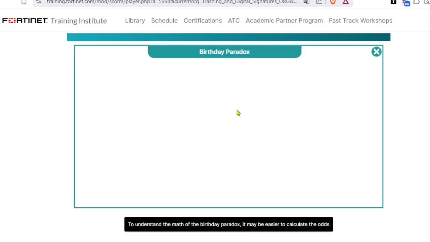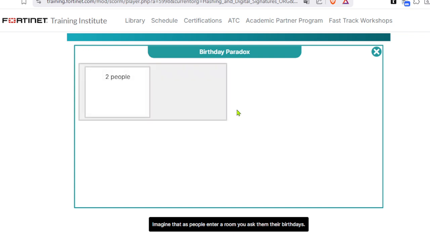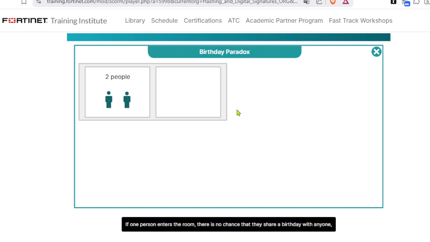To understand the math of the birthday paradox, it may be easier to calculate the odds that no one shares a birthday and invert the results. Imagine that as people enter a room, you ask them their birthdays. What's the chance that 2 people in that room share the same birthday? If one person enters the room, there is no chance that they share a birthday with anyone because there is no one else in the room. However, after a second person enters the room, there is a chance out of 365 that the 2 people now in the room share the same birthday.